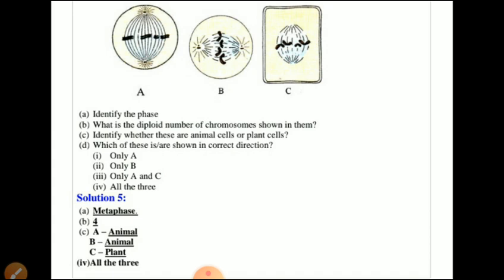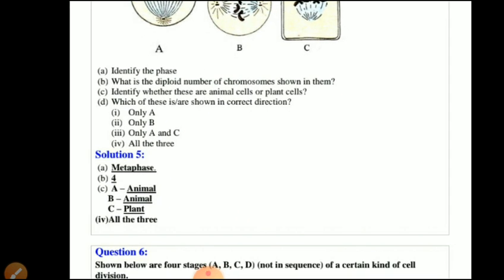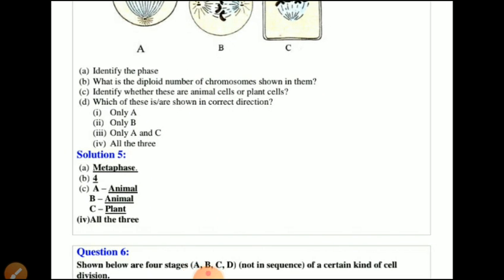Question D. Which of these are shown in the correct direction? All the three.